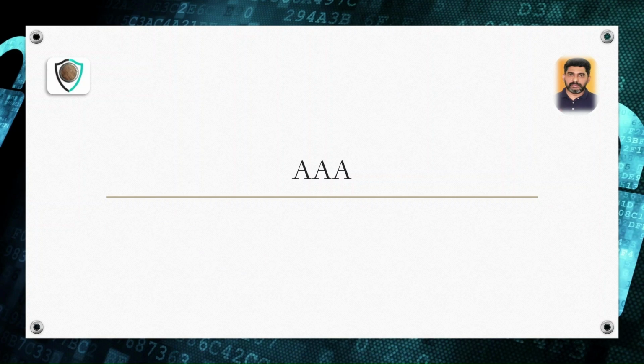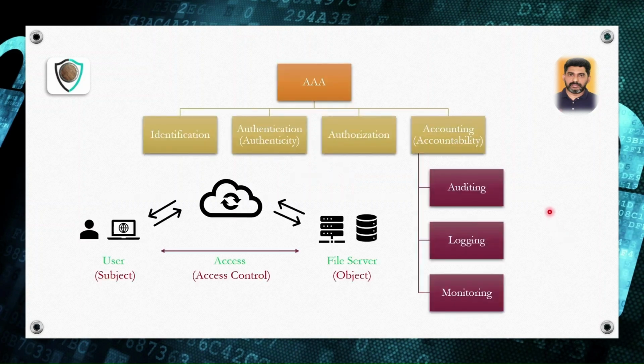In this video, we will look at the next security concept, that is AAA. AAA is the short form that is used for four security concepts: identification, authentication or authenticity, authorization, accounting or accountability. These four concepts are together known by the name AAA. Now, AAA is a concept that is related to access control.